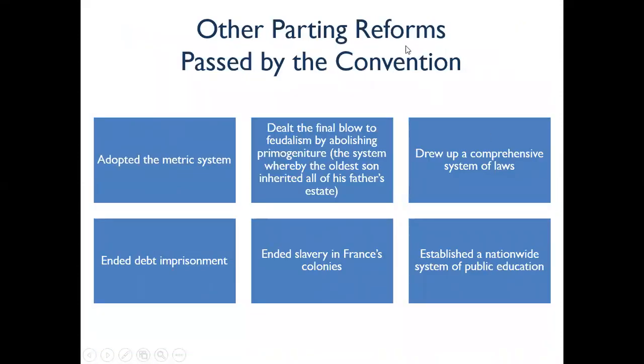And other reforms passed by the Convention were that they adopted the metric system, ended debt imprisonment, and ended slavery, which was a main problem the people used to face. They established a nationwide system of public education. They drew up a comprehensive system of laws and dealt the final blow to feudalism by abolishing primogeniture. That means the system whereby the oldest son inherited all of his father's estate was also abolished. Whatever the father's estate was, it would be equally divided among the children. It's not that only the oldest son will be given the whole inheritance.